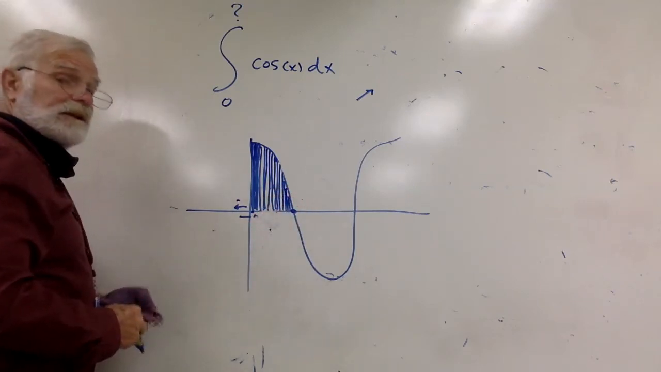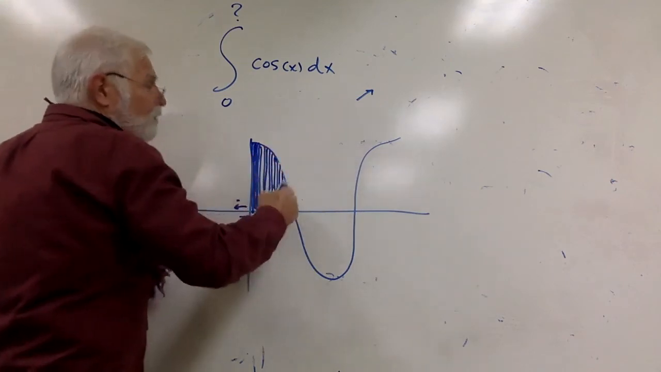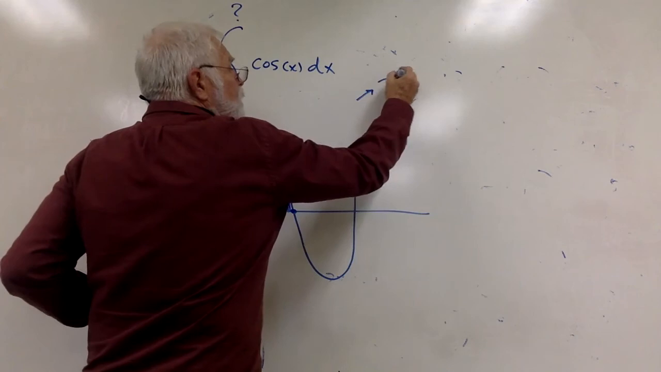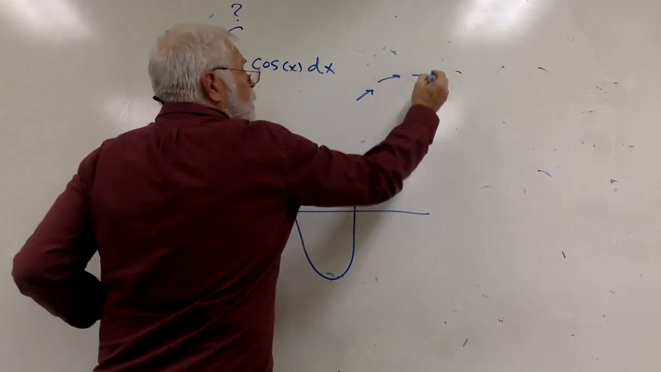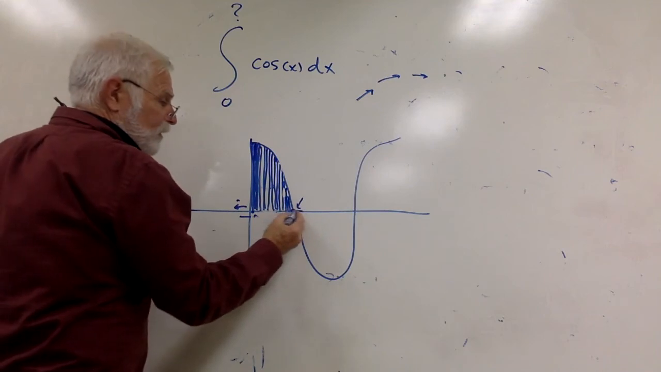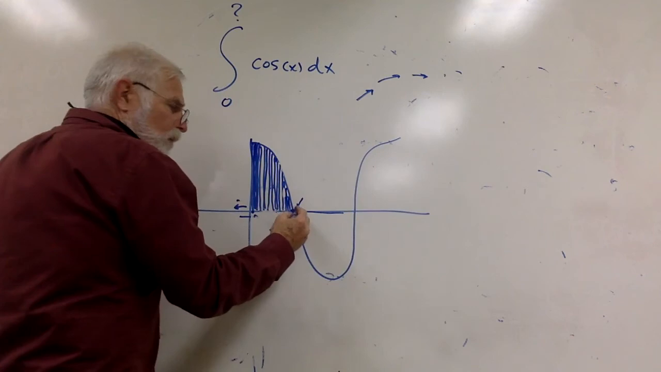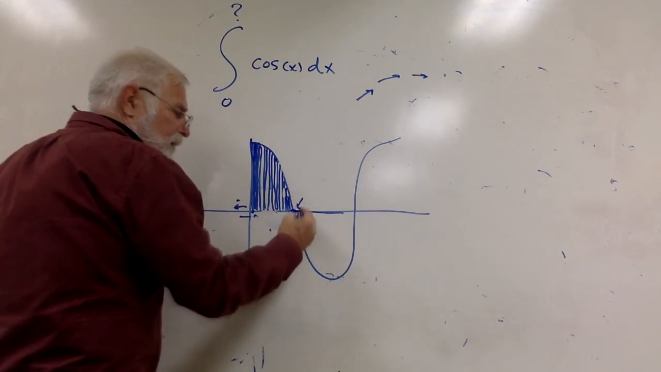And then I get a sign change. So I was accumulating area less and less quickly until I got right here. My widths are still positive. My widths are always going to be positive because I'm looking to the right. But what kind of heights am I getting? I'm getting negative.